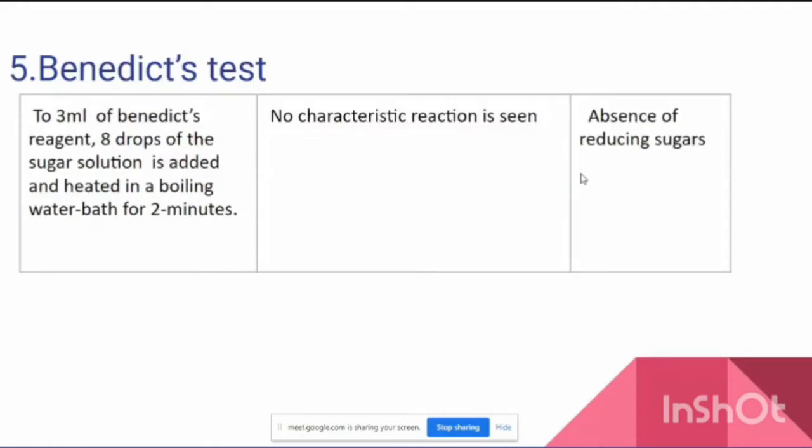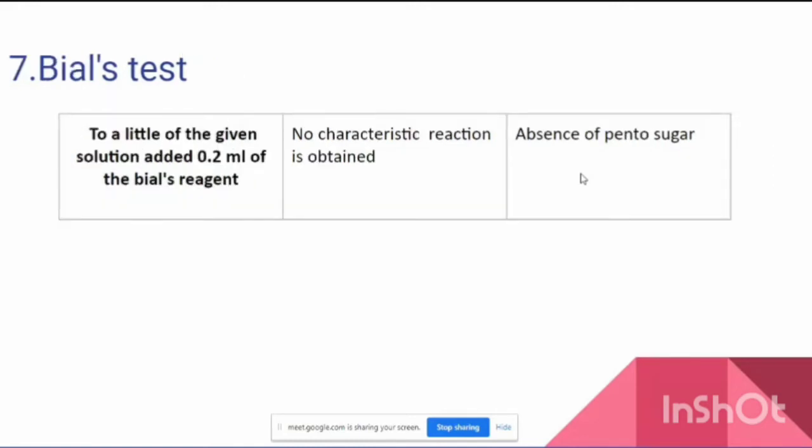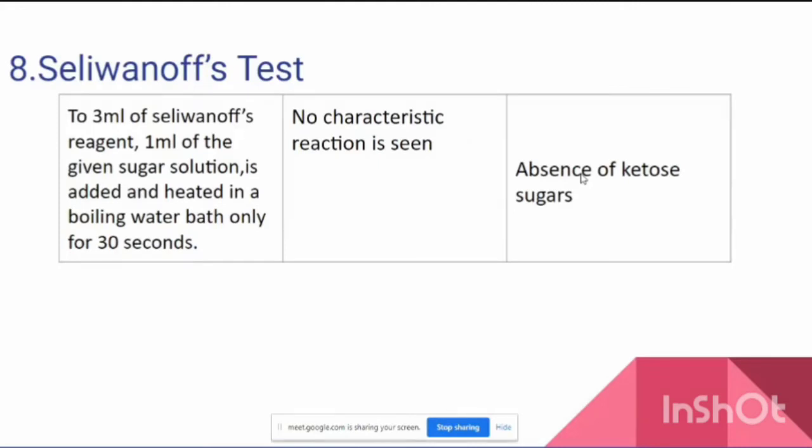And next is Benedict's test. Starch is a polysaccharide and doesn't have its reducing ends free, so we get a negative reaction for Benedict's. The same is the case with Fehling's. Since starch doesn't have its reducing ends free, we observe a negative reaction for Fehling's. It also is not a pentose, so we don't get a positive test for Bial's. And starch also doesn't have a keto group, so we get a negative reaction with Seliwanoff's test.